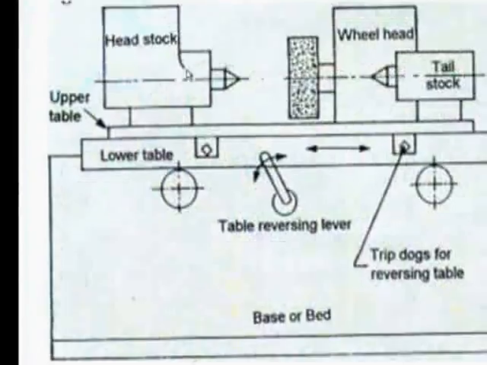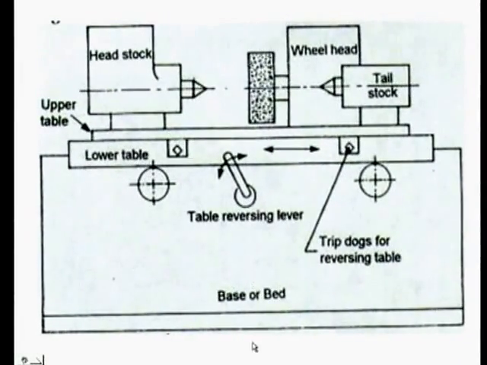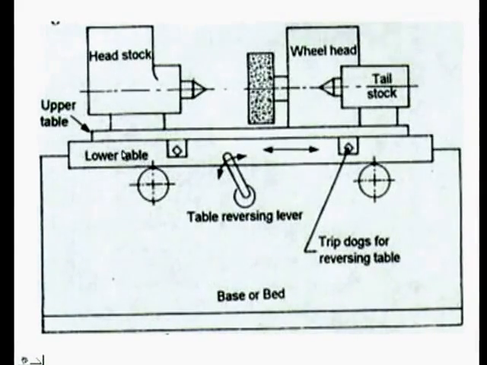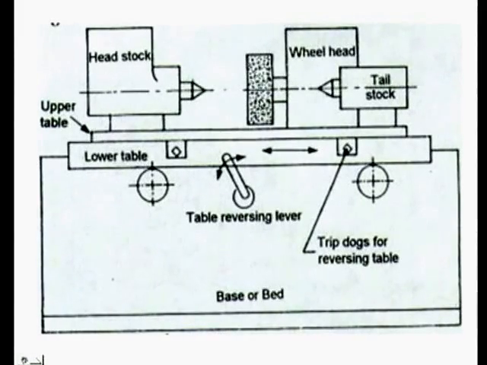Now, see this figure here, the basic main parts of the grinding machine: base or bed, then table. Here there are two tables, upper table and lower table, then headstock, then wheel head, then tailstock. Of course, last but not least, the grinding wheel. Now, let us see how each part works.